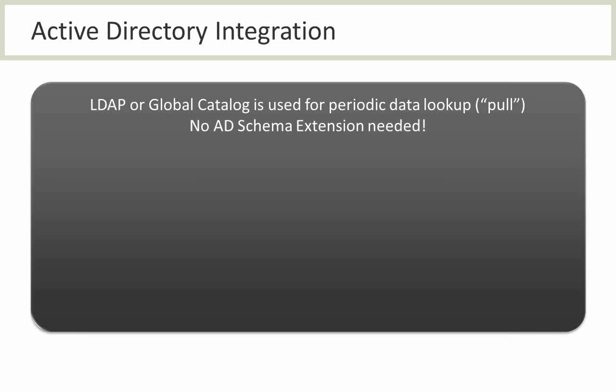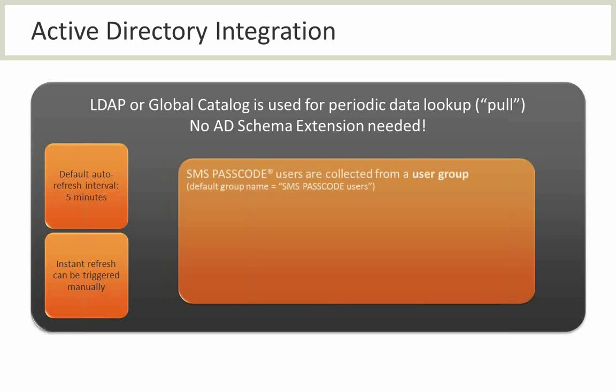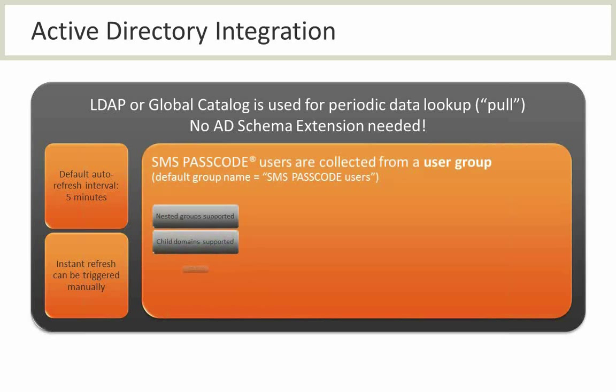And all you need in the backend is Active Directory, LDAP or Global Catalog. There are no AD schema extensions needed. It's a plug-and-play system. You could set up different groups, nested groups, child domain supported groups. You can have different methods of delivery for different areas of the organization. It refreshes every 5 minutes, so as you add or remove users, it'll refresh, or you could do an instant refresh.